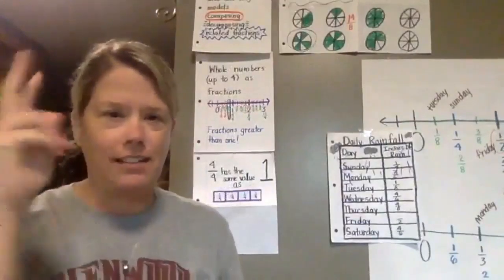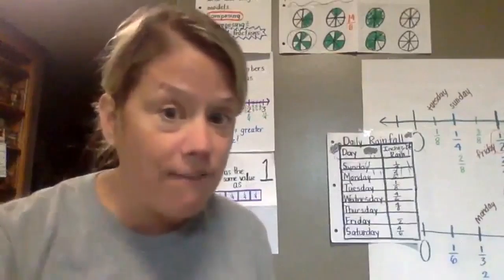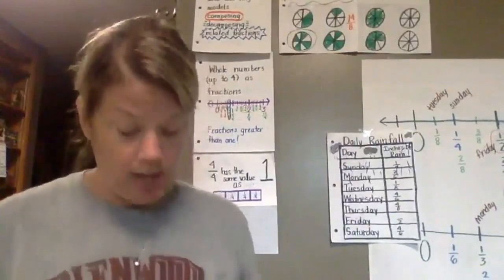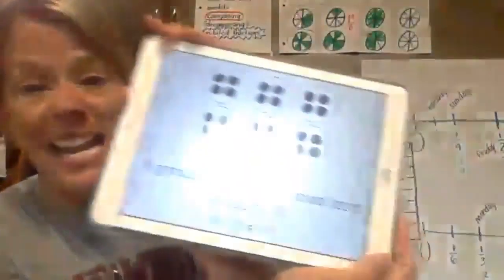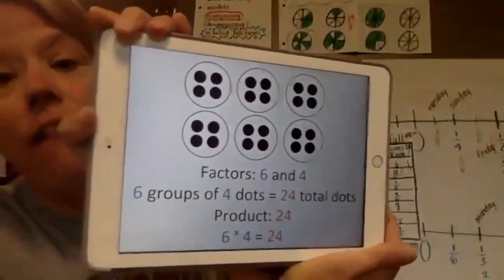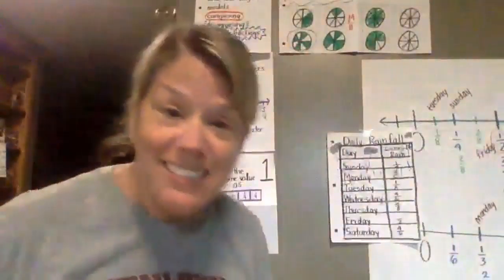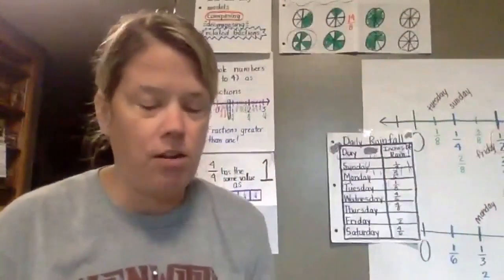Got subitized like double. So six groups of four in each group. So our factors are 6 and 4. Our product is 24. That's repeated equal addition. So we could say 4 plus 4 plus 4 plus 4 plus 4 plus 4. Say that 5 times fast. All right, Miss Street's going to skip because I know you know the pattern.